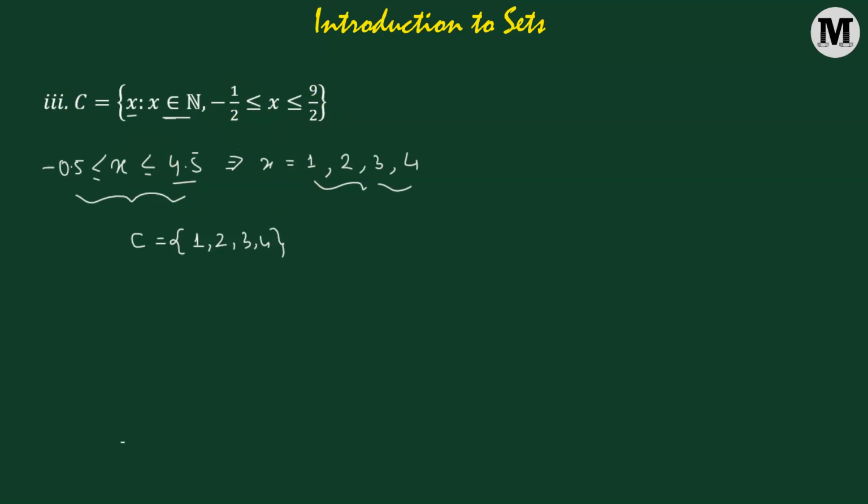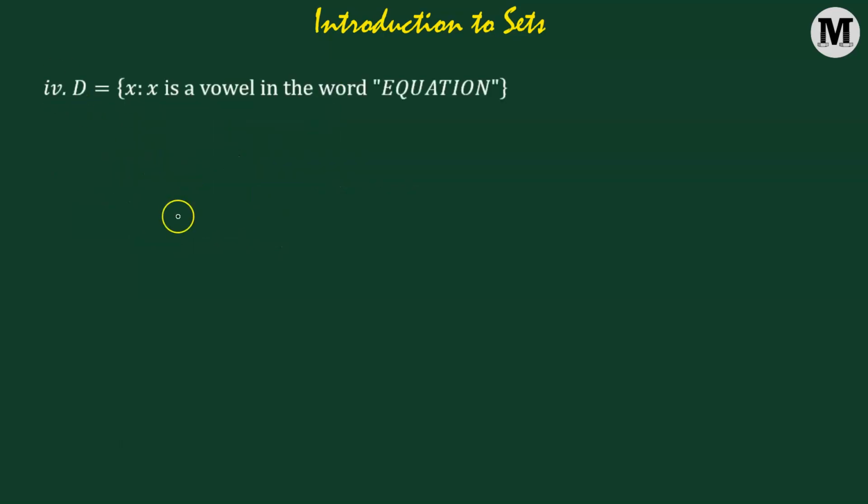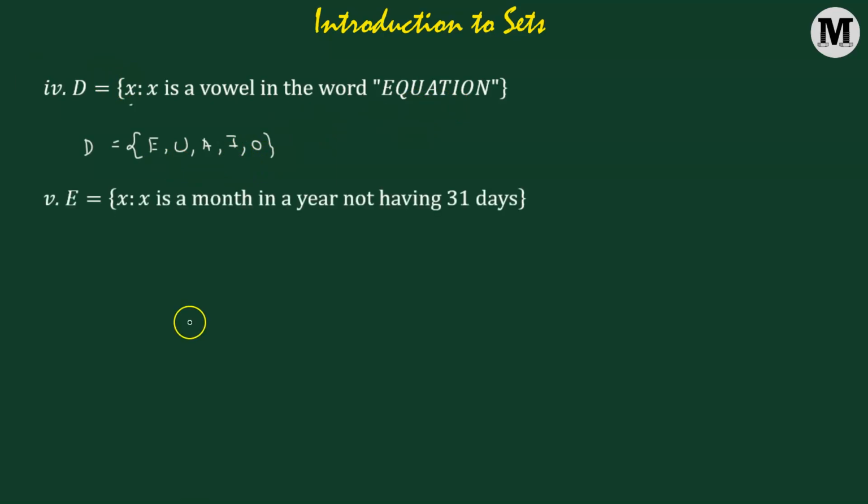So let's go to the fourth problem. D is a set containing the elements x such that x is a vowel in the word equation. Now that's a very simple problem. All we have to do is pick up all the vowels in the word equation. So we have E, we have U, we have A, we have I, and we have O. So these are the 5 vowels that are present in the word equation. Let's go to the fifth problem.